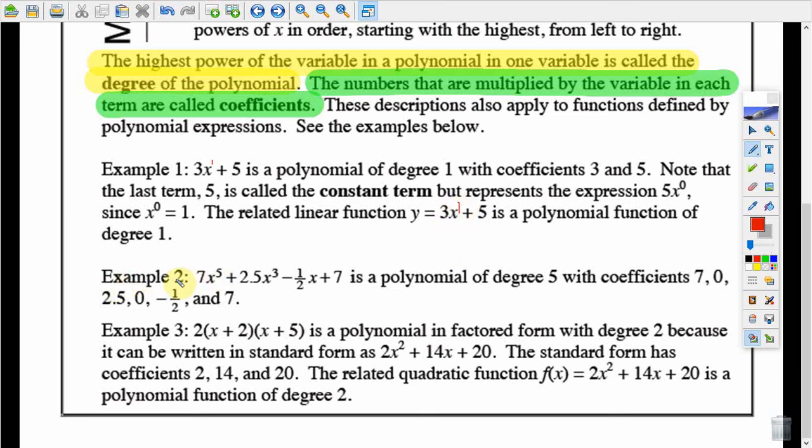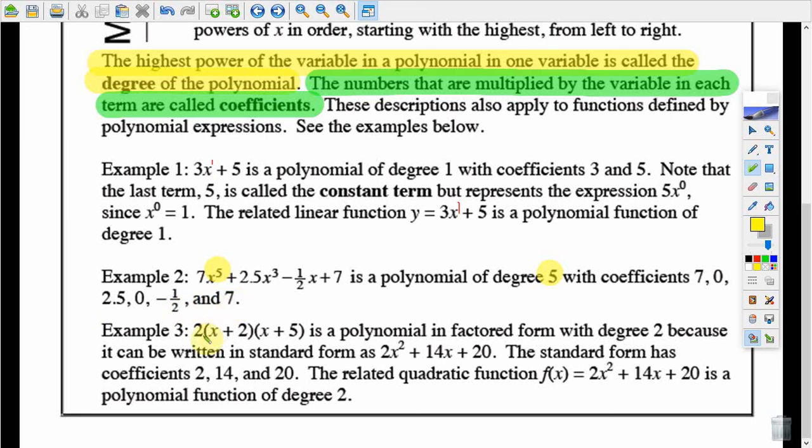Example number 2: 7x to the fifth plus 2.5x to the third minus 1/2 x plus 5 is a polynomial of degree 5, with coefficients of 7, 0, 2.5, 0, negative 1/2, and 5.